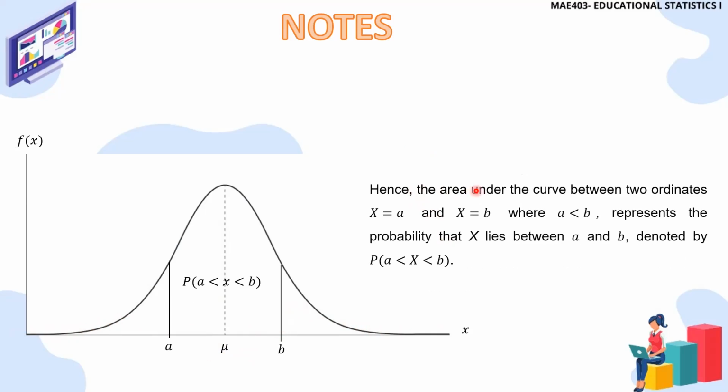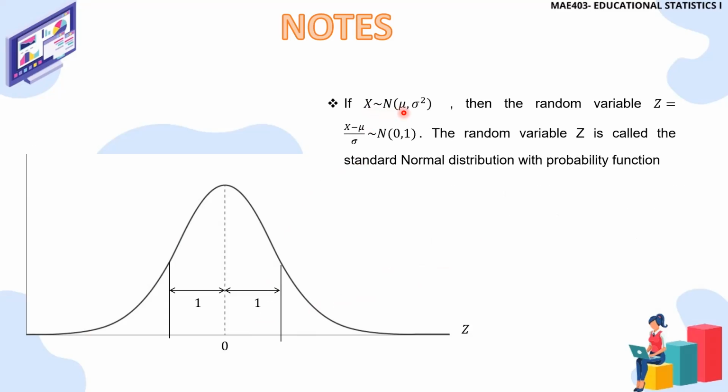Next is the area of the curve between two coordinates x equal to a and x equal to b, where a is less than b. It represents the probability that x lies between a and b, denoted by the probability of x between a and b.